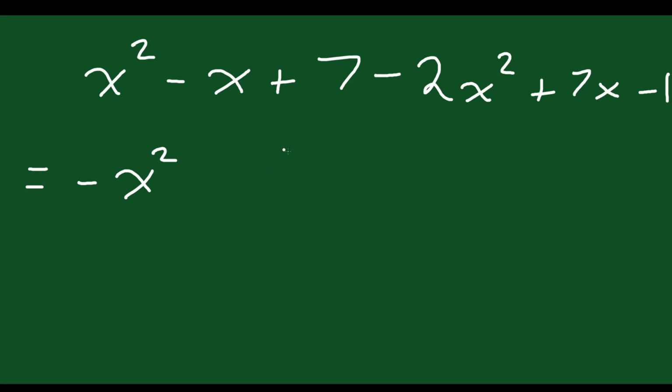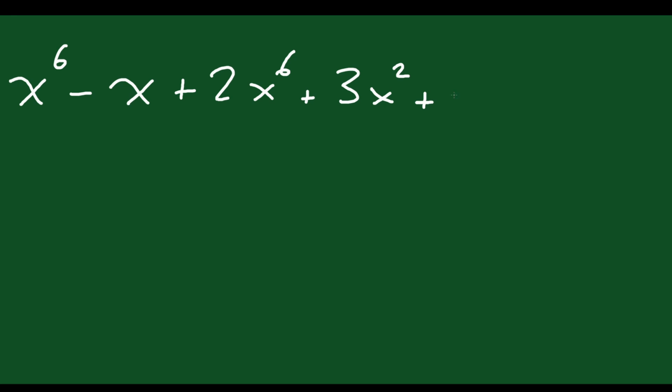Okay, let's look at the next one. I have a minus x and a plus 7x. Those can go together to make plus 6x, right? 7 minus 1 is 6. And then you can look at your constants, the numbers that don't have a variable with them. You have 7 and minus 1. That's also going to be plus 6. Okay, and that's your final answer.